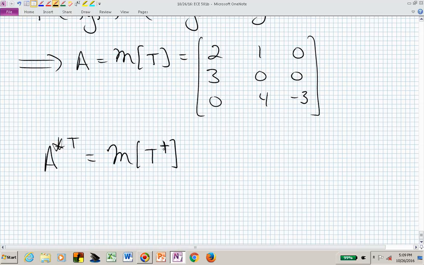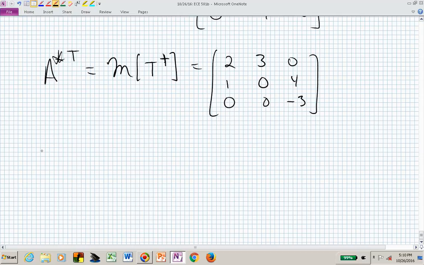That's going to be pretty easy, isn't it? Since they're real, we don't have to worry much about that. And this is now the matrix representation of the adjoint. We just need to transpose it. And I can copy down my diagonal. Transpose doesn't change that. And did I do it right? I have a top row of 2, 3, 0, a middle row of 1, 0, 4, and a third row of 0, 0, minus 3.